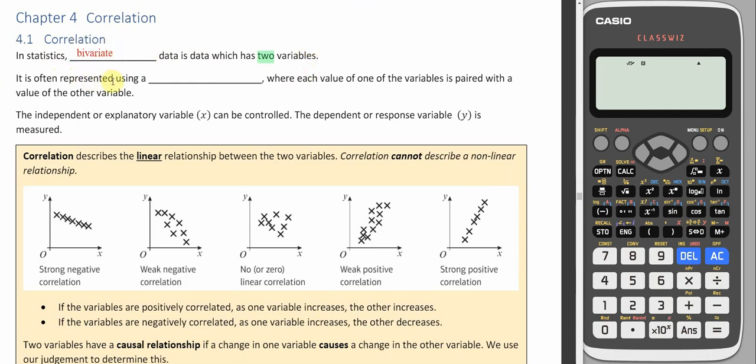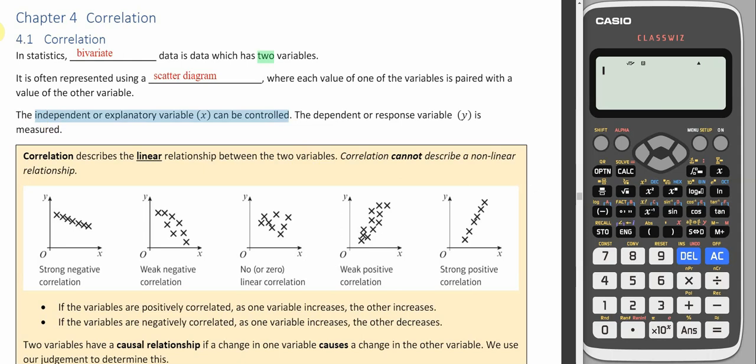It is often represented using, think about this, two variables. You probably saw these at GCSE. It's a scatter diagram where each value of one of the variables is paired with the value of the other variable, and one on each axis. The independent, or sometimes called the explanatory variable, is the one that can be controlled. It's very important that you know this.